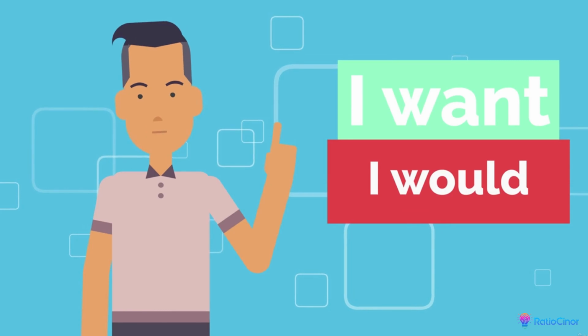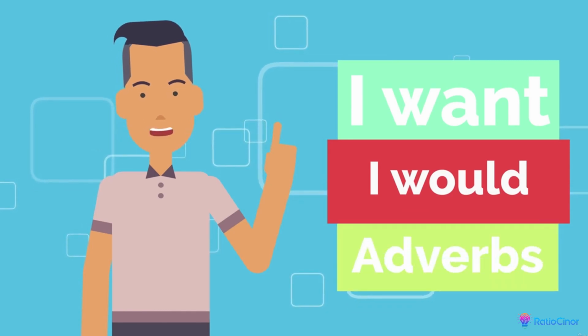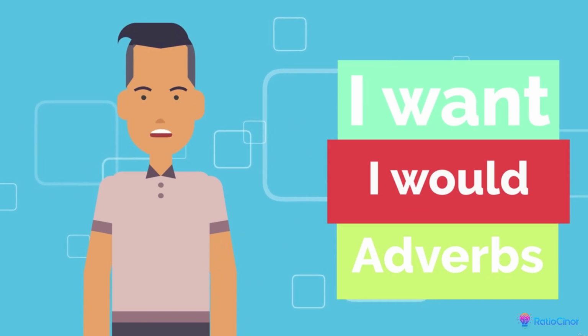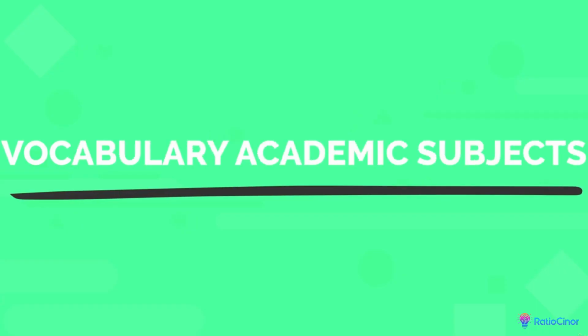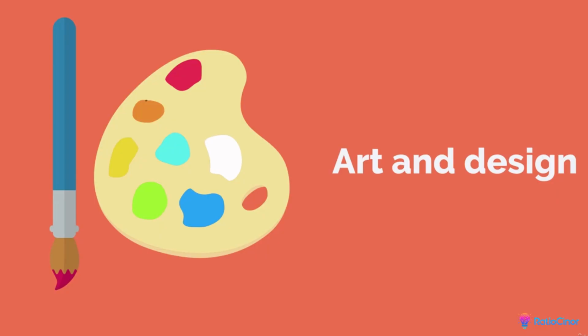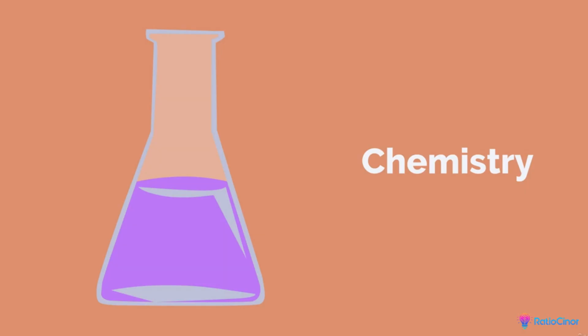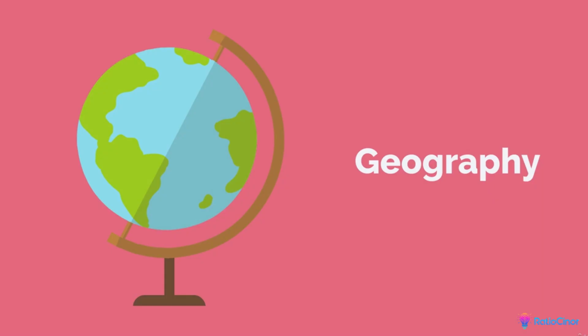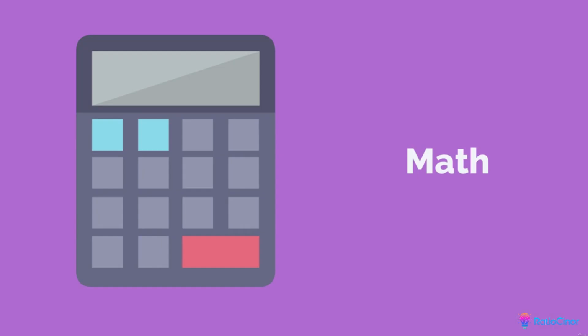Studying. When talking about your studies, you can use I would and I want to say which subjects you would like to learn. Use adverbs to say how much you want to do them. Vocabulary. Academic subjects. Arts and design. Science. Chemistry. Biology. Physics. Geography. History. Math. Music. English.